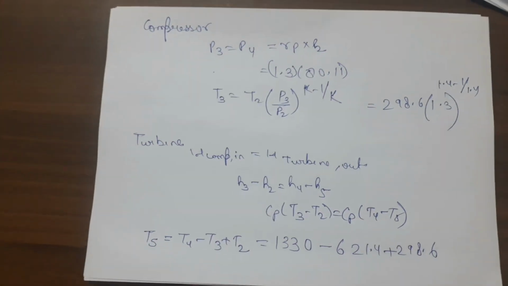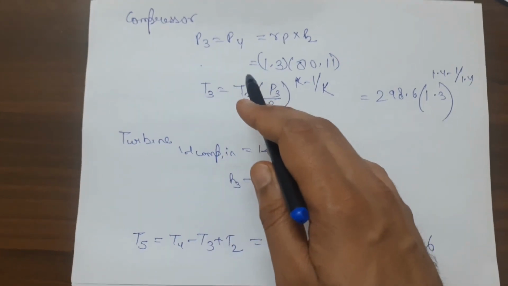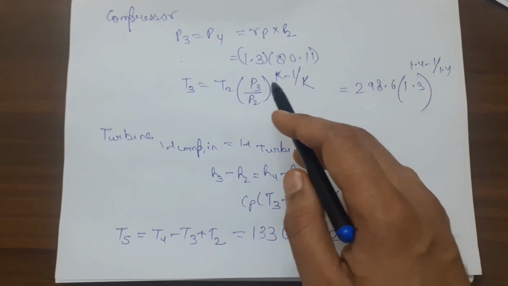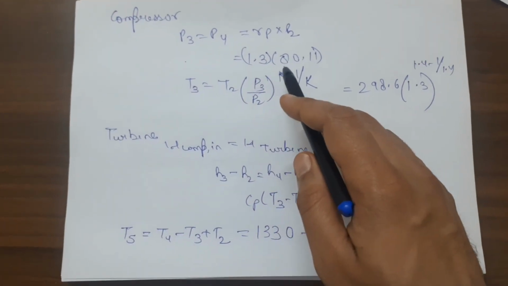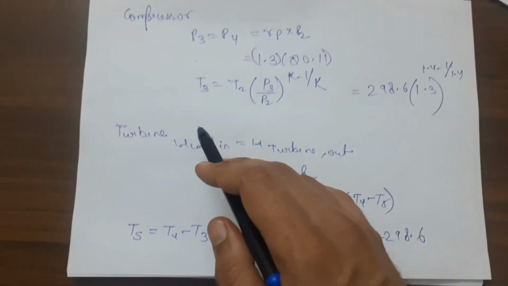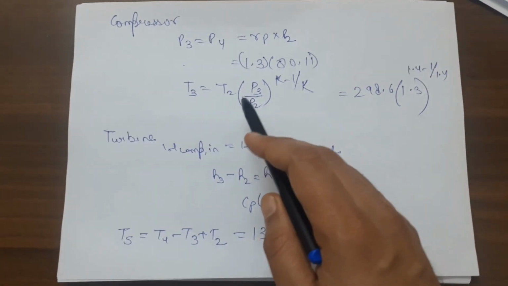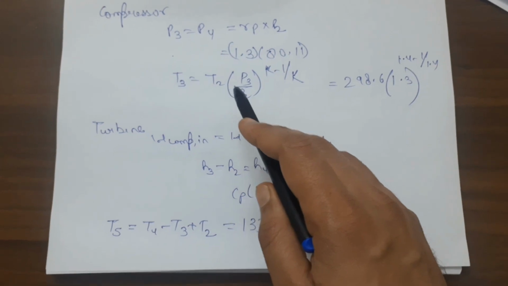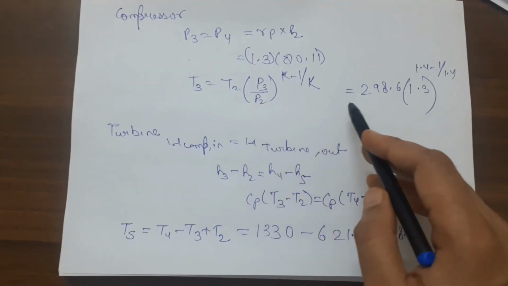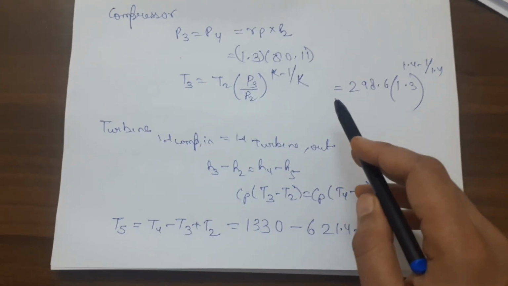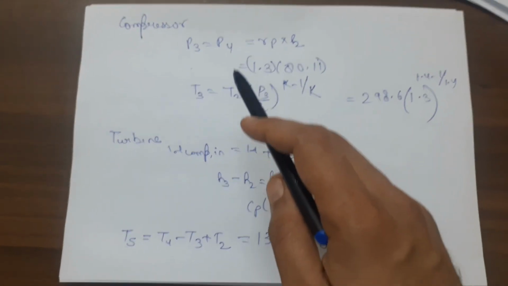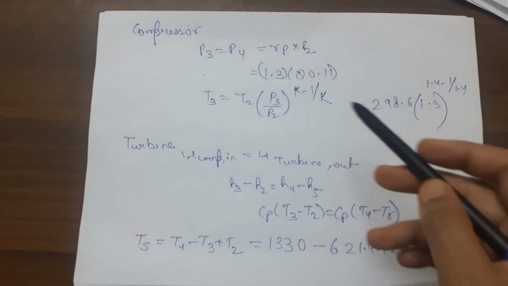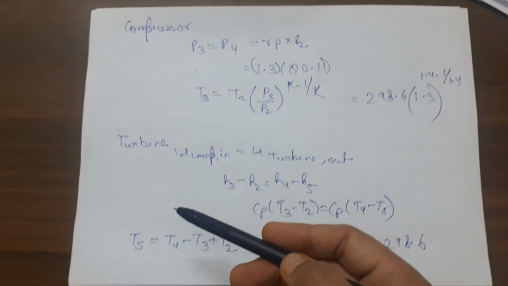Okay, so moving further, for the compressor, P3 is equal to the pressure ratio rp times P2. Putting the values, we got the pressure P3, and the temperature T3 is equal to T2 into (P3 by P2) to the power of (k minus 1) upon k. Using this polytropic process equation for finding the temperature T3, we will put the values of T2, P3, P2 and the value of k, and we will get the temperature T3. So we got temperature T3 and pressure P3 for the compressor. Okay, so this was the approach which we followed to find these two values.